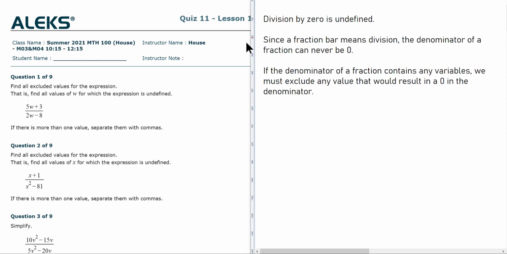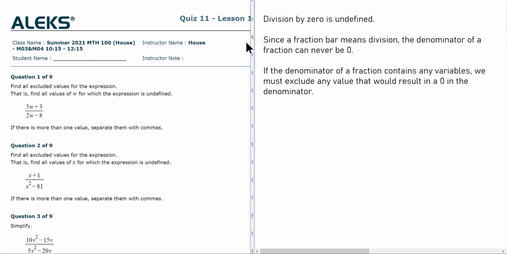You can try something like 10 divided by 0 in your calculator and you'll see that it gives you an error because there is no answer for dividing by 0. It's considered undefined. Since a fraction bar means division, the denominator of a fraction can never be 0 because you would be dividing by 0.